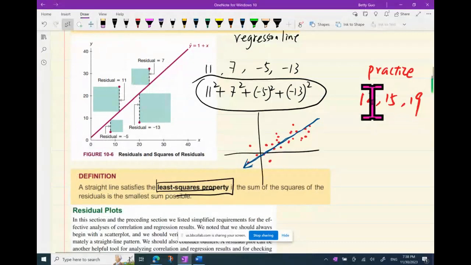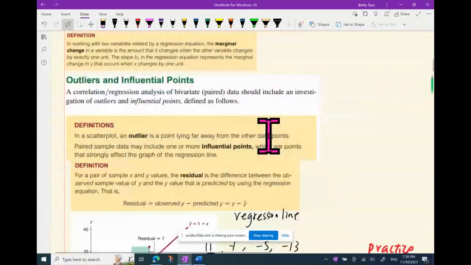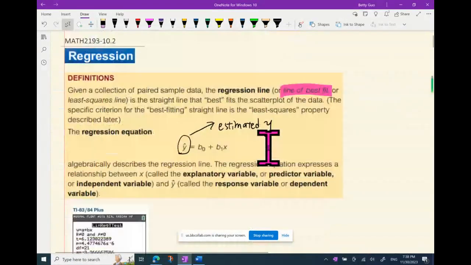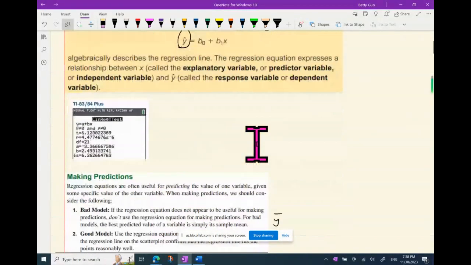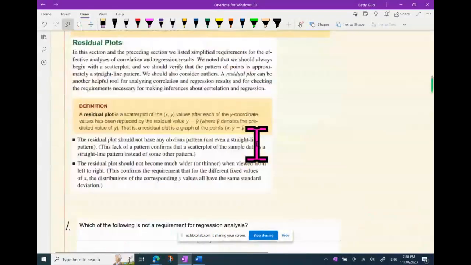Good news for us is we do not have to manually find the line of best fit for a given two data sets. We have technology to help us. All right. Let me show you how we do that.